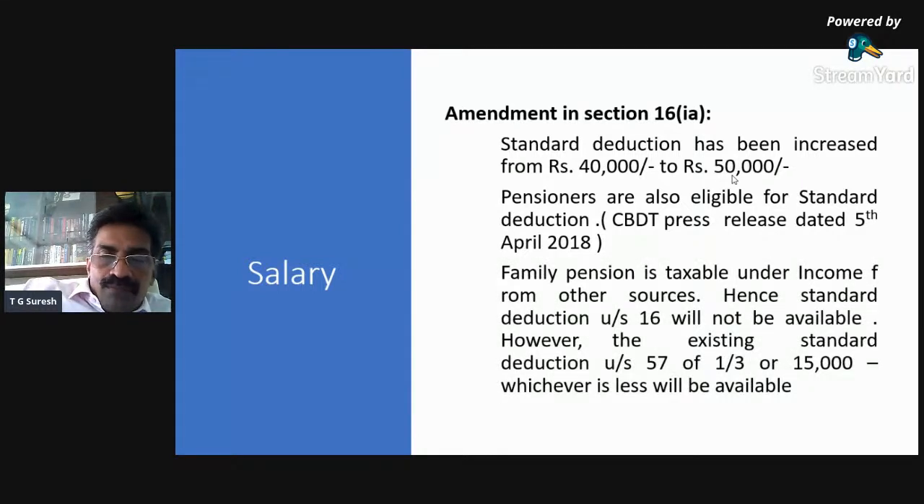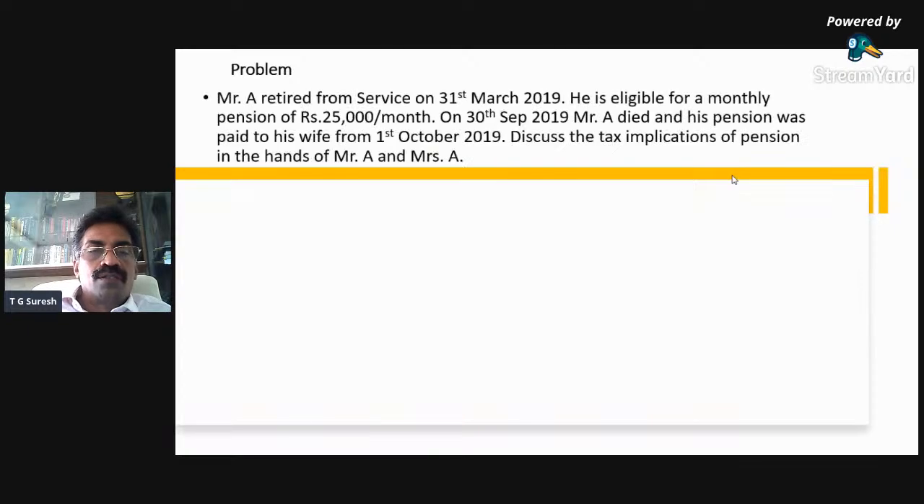Now, once the income goes to income from other sources, obviously you will not get the standard deduction of section 16, and you will get the standard deduction, however, under income from other sources. But under income from other sources, the standard deduction is only going to be 1/3 or 15,000, whichever is less. So be very careful with this particular point. I feel it's a good chance of being a nice multiple choice question.